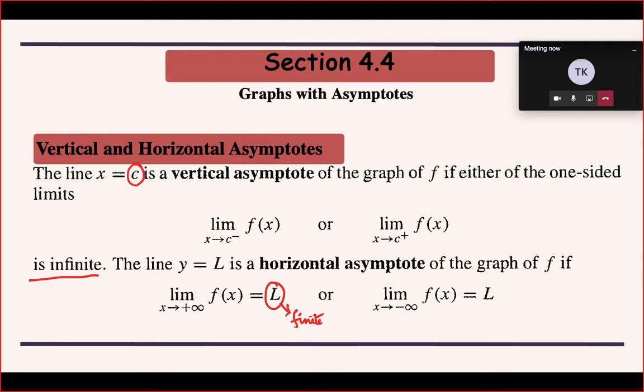But if you can find such a c such that either of these limits is infinite, then you would say x equals c is the equation of a vertical asymptote of the graph of f. And for finding the horizontal asymptote, you have to find the limit of the function as x tends to either plus or minus infinity. And if either of them is a finite number, then you would say y equals that finite number is an asymptote, which is obviously a horizontal line. You will see it is parallel to the x-axis. So it is a horizontal asymptote of the graph of f.